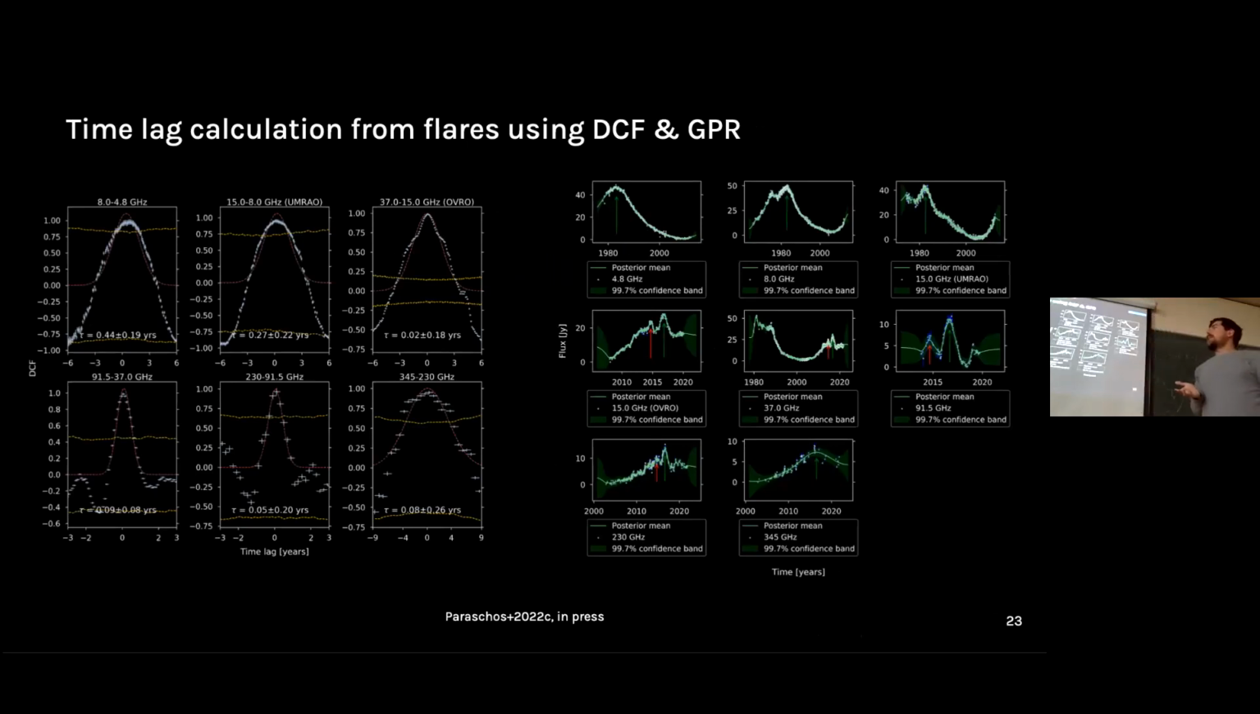To calculate the time lags that I mentioned, we used two methods. This is the work that we did with Vasilis together. The one on the left is using discrete cross-correlation, this DCF. So we just correlate the two neighboring frequencies to each other and then find the time lag between each frequency pair. But we also used Gaussian process regression, which is a machine learning technique, to fill in the gaps between the frequencies, and then again measure where the peak of each flare is, and then again calculate the distance in time between them.